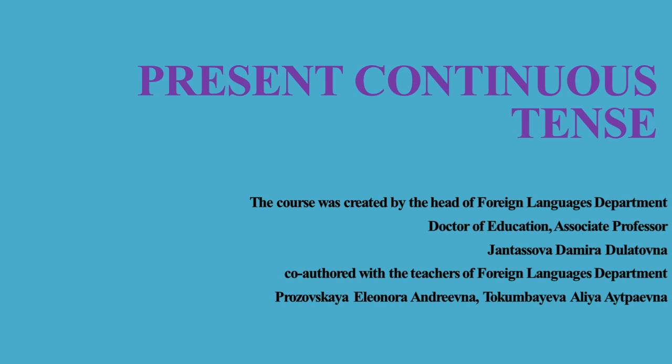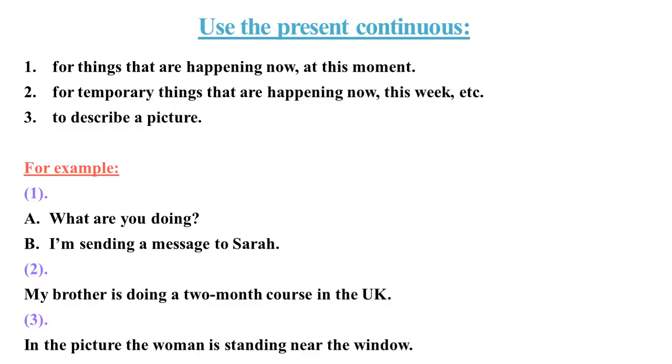In the previous videos we studied words related to clothes, and in this video we are going to study present continuous tense. So, present continuous tense is a very useful grammar structure, and we use it for three reasons. Number one, for things that are happening now at this moment. The second reason is for temporary things that are happening now, this week, etc. And the third reason of present continuous usage is to describe a picture. To understand that better, let us look at the examples.